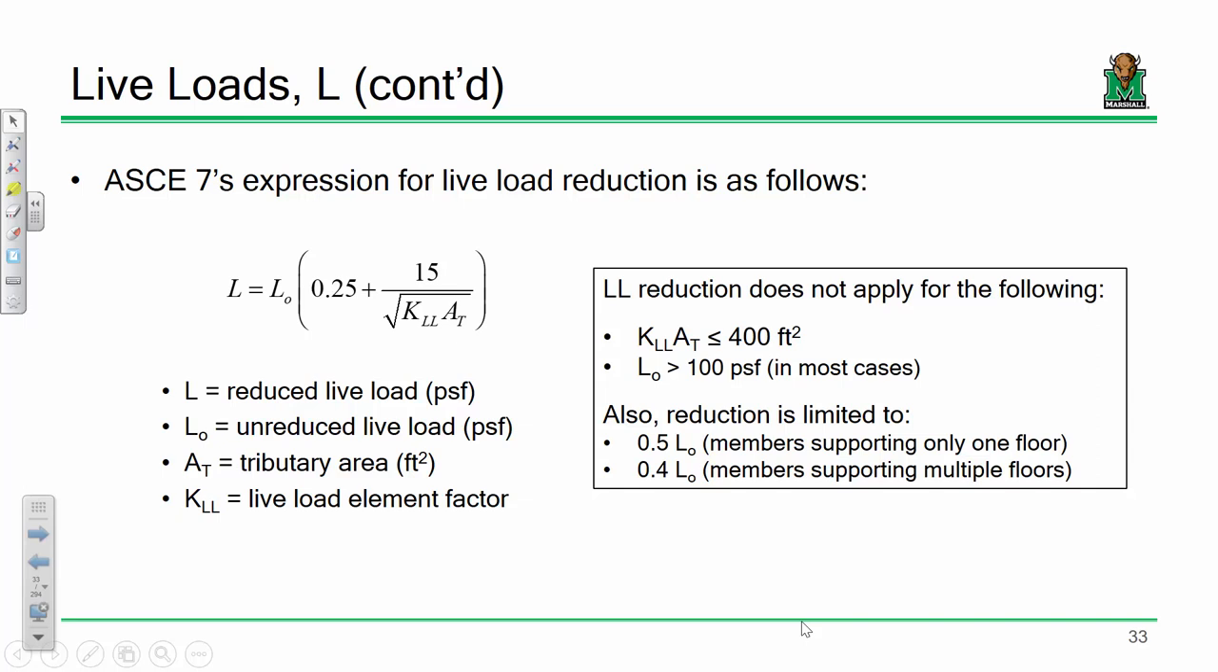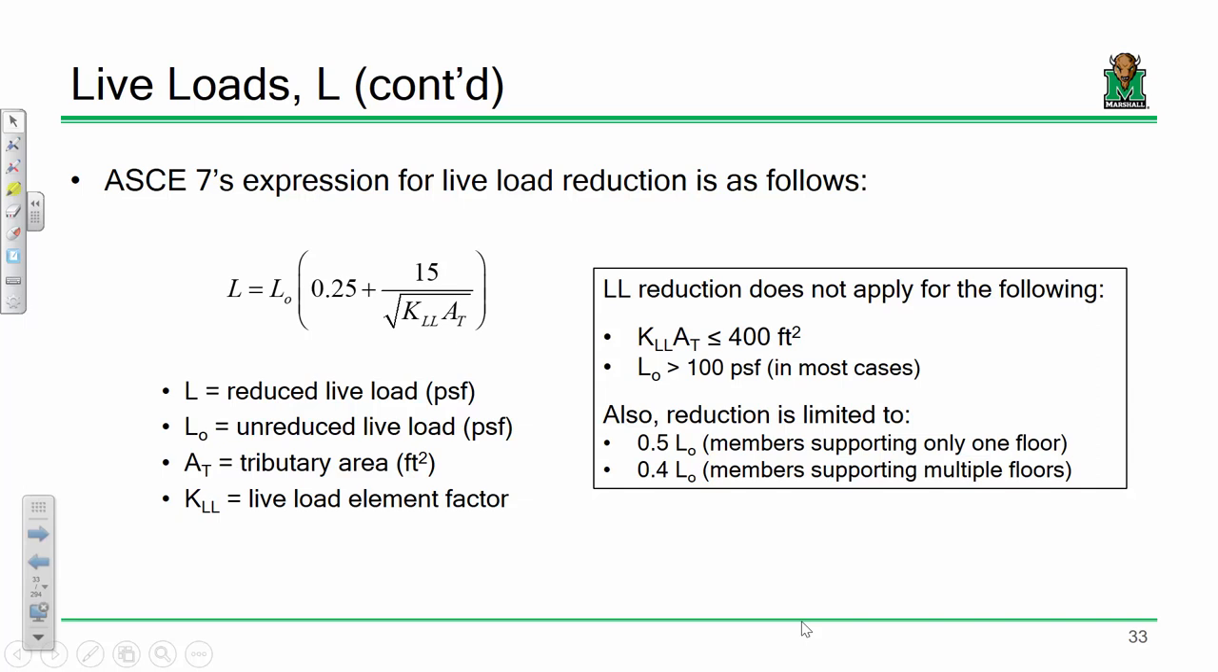Now, let's look at some of these bullets over here on the right. So first off, it says live load reduction does not apply for the following. The first bullet says if your K_LL A_T is less than or equal to 400 square feet. In other words, what the spec is saying is that if you have a beam or a column that has a really, really small tributary area, you might as well not bother performing live load reduction. So if you have a beam that isn't responsible for very much, the spec doesn't let you do this. Okay?